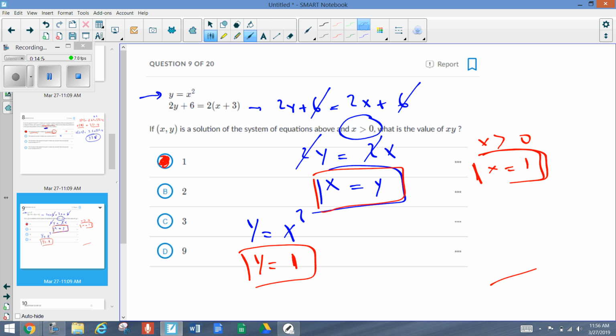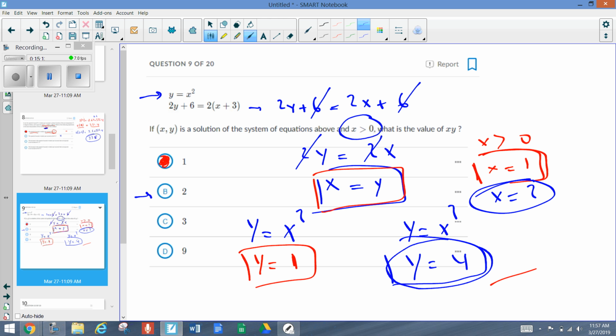Yes. And then let's check. We found the answer, but just making sure. Plug in 2 for x, okay? Y is equal to x squared. Y is equal to 2 squared equal 4. So x and y are not equal now. X equals 2, y equals 4, so that means this is not correct. When you plug in the others, it's not going to make x and y equal.